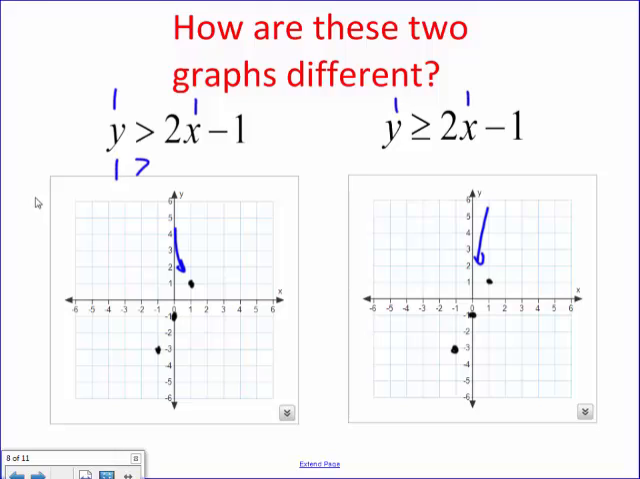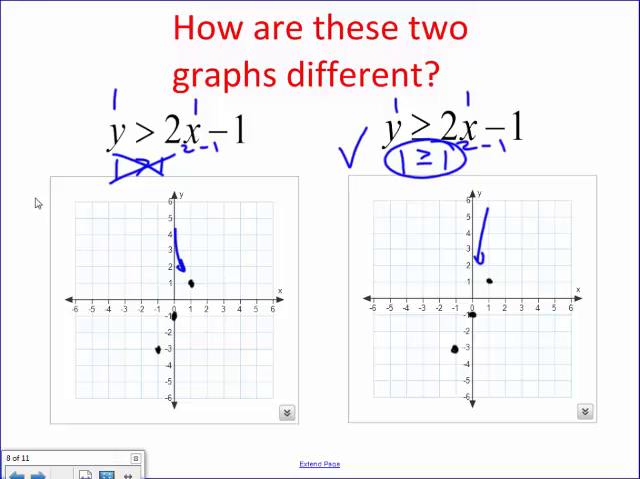So 1 is greater than or equal to, well, 2 minus 1, which is 1. Is 1 greater than 1? No, it is not. How about over here? 1 greater than or equal to 2 minus 1. 2 minus 1 is 1. Is 1 greater than or equal to 1? Yes, it is. 1 is equal to 1. So that works.